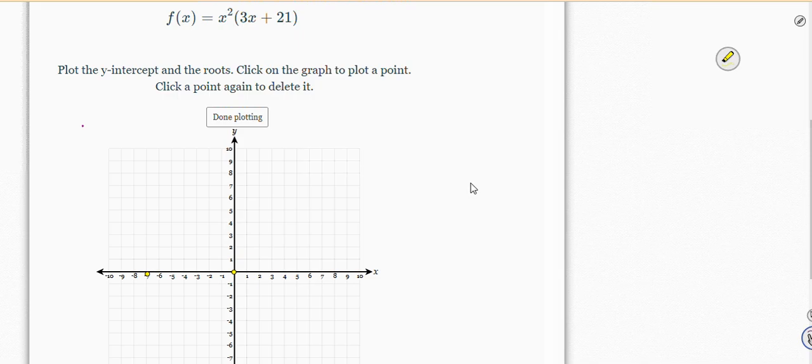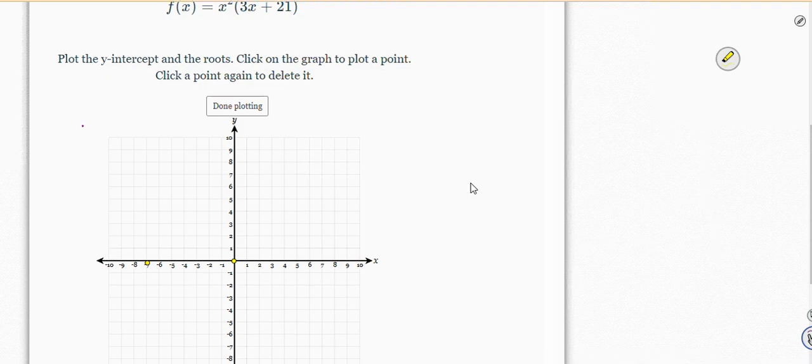Now, what order polynomial is this? Because this is a little tricky. What order is this? Third. It's third because x squared times x is x cubed. What does the end behavior look like? So the left side goes down and the right side goes up. All right. So done plotting.